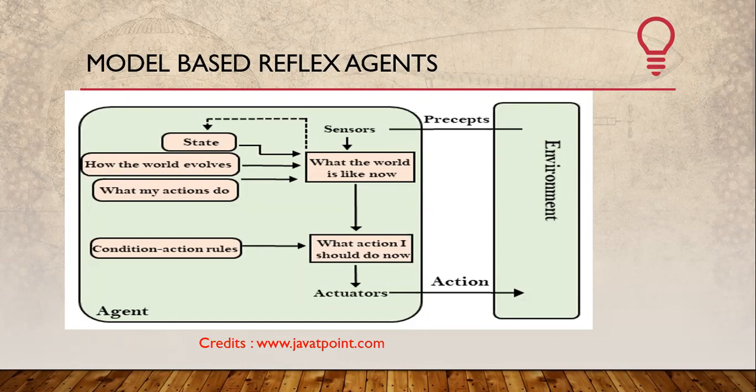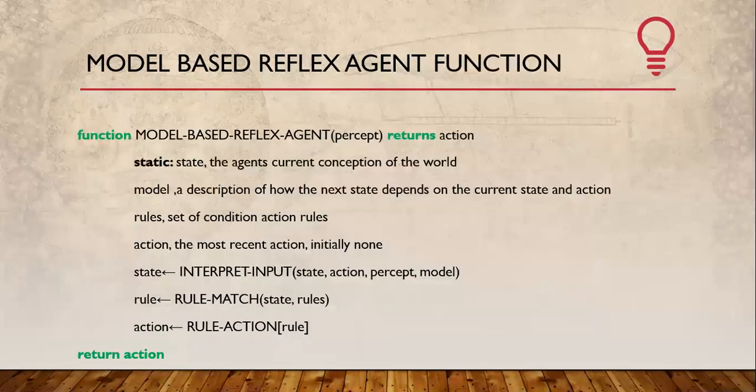Initially we were just knowing what the world is like now, but then we have some additional things attached to it: what my actions will do if this is the state of the world, and how the other things surrounding me are working. All those things will be appended to the current input, and once they are appended, it becomes very easy for an agent to decide a particular rule, and from that rule to decide a particular action.